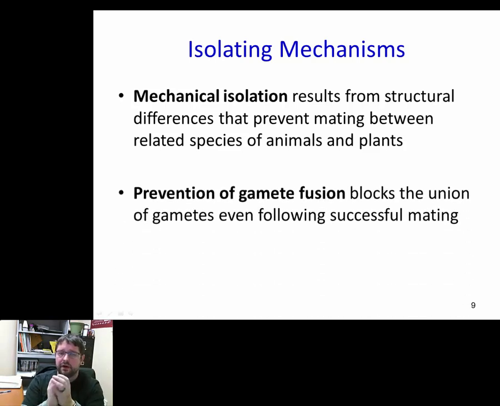And then there is prevention of gamete fusion. So pieces might fit, but you might have a vaginal cavity that is too acidic or too basic, so the sperm can't live in it, so you never get fertilization. It could be that the proteins on the outside of the sperm don't fit with the proteins on the egg, and you never get the sperm entering the egg. So the binding and the lysin doesn't work correctly, and that prevents gamete fusion. So these are all isolating mechanisms, or what we call prezygotic isolating mechanisms.